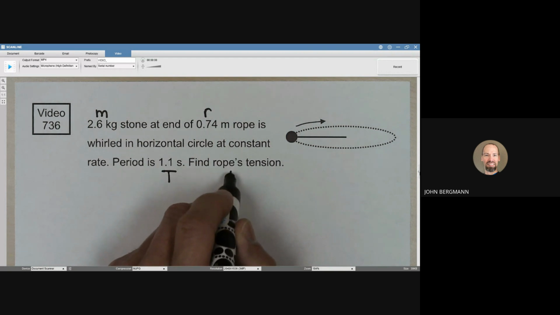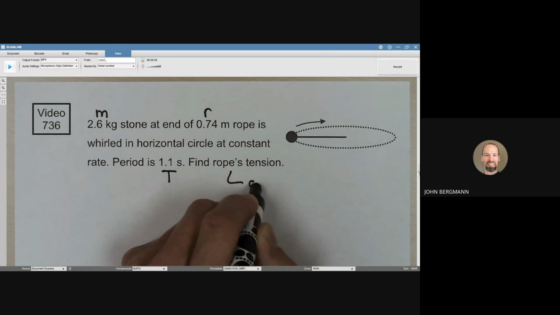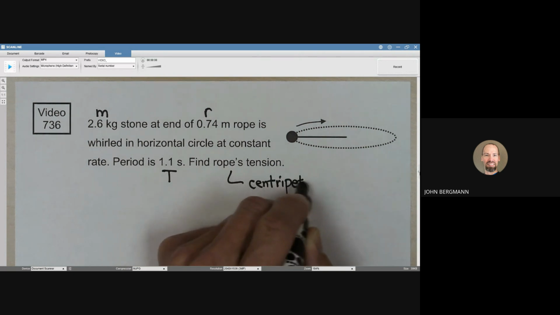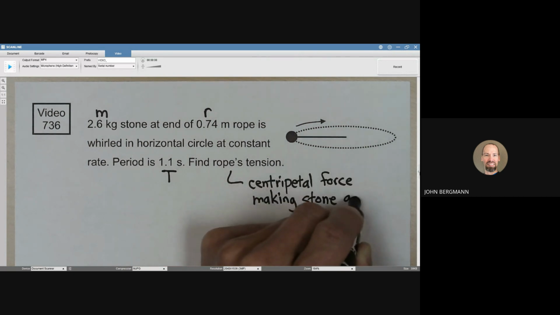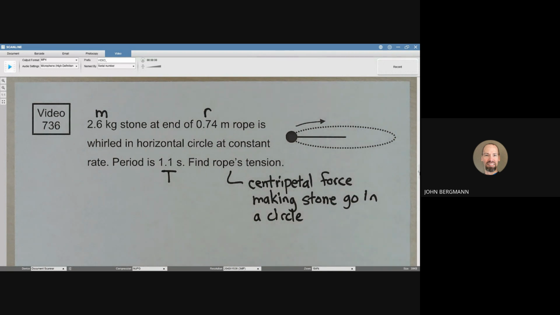Well, the tension in the rope, this is the centripetal force that's making the stone go in a circle. So that's what we need to find here. We need to find the centripetal force.